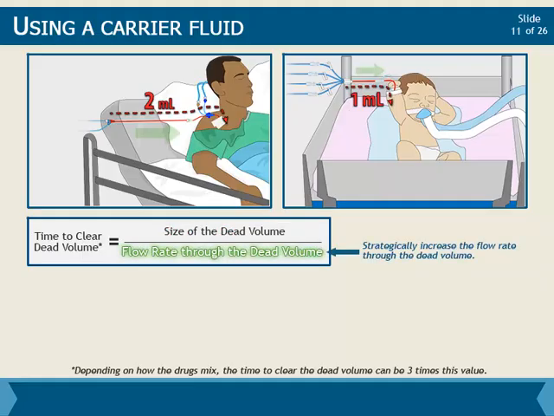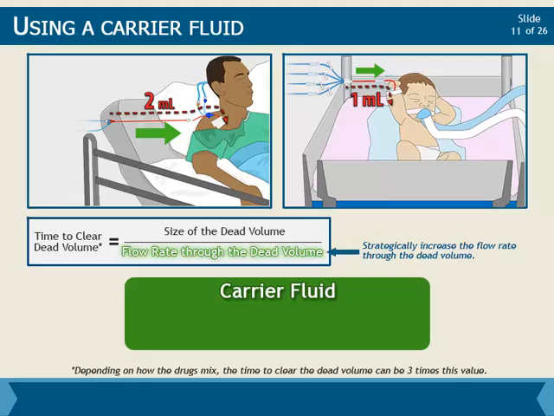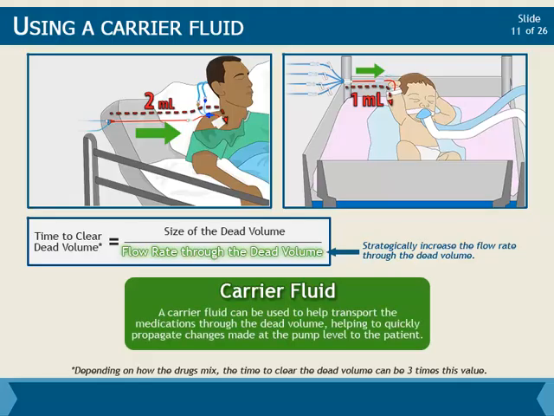Besides reducing the size of the dead volume, another way to minimize dead volume's potential to impact your deliveries is to strategically increase the flow rate through the dead volume. You can do this by using a carrier fluid. A carrier fluid can be used to help transport the medications through the dead volume, helping to quickly propagate changes made at the pump level to the patient.